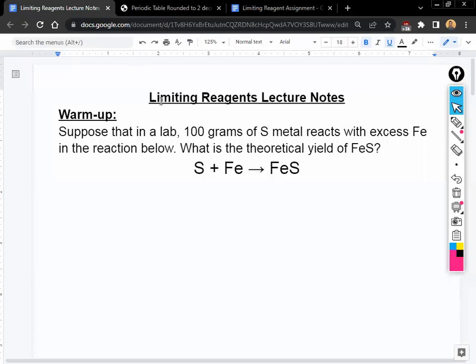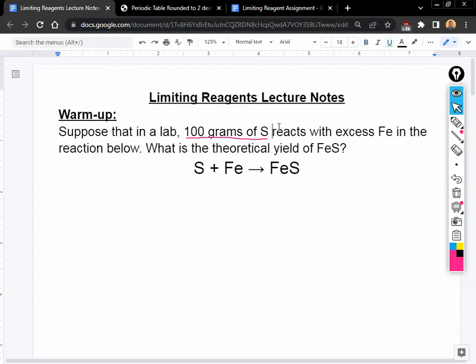So today we're going to be talking about something called limiting reagents, and we'll talk about what that is in just a second, but it's going to tie into this problem right here. So let's just do the stoich. Super simple. Your starting number is 100 grams of S, and S is not a metal, so I don't know why it says metal, but 100 grams of S, and it's going to react with excess Fe.